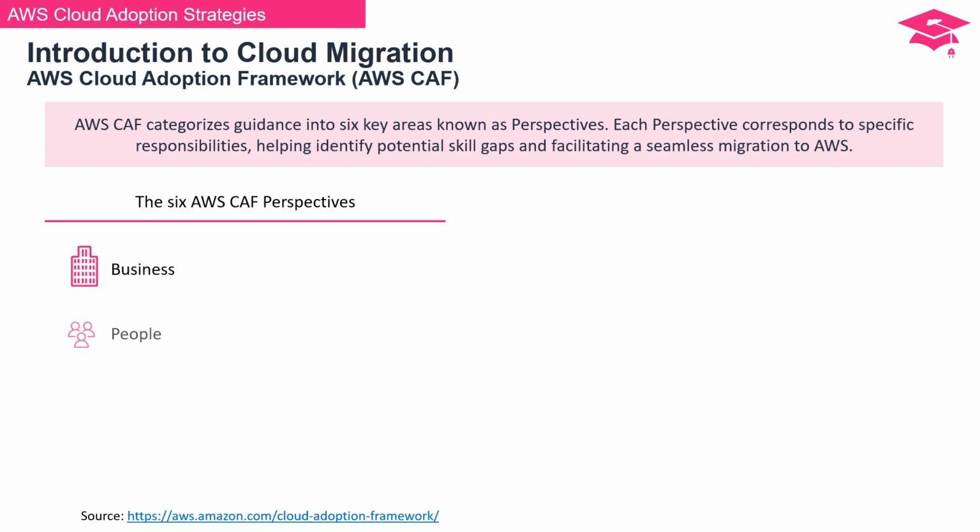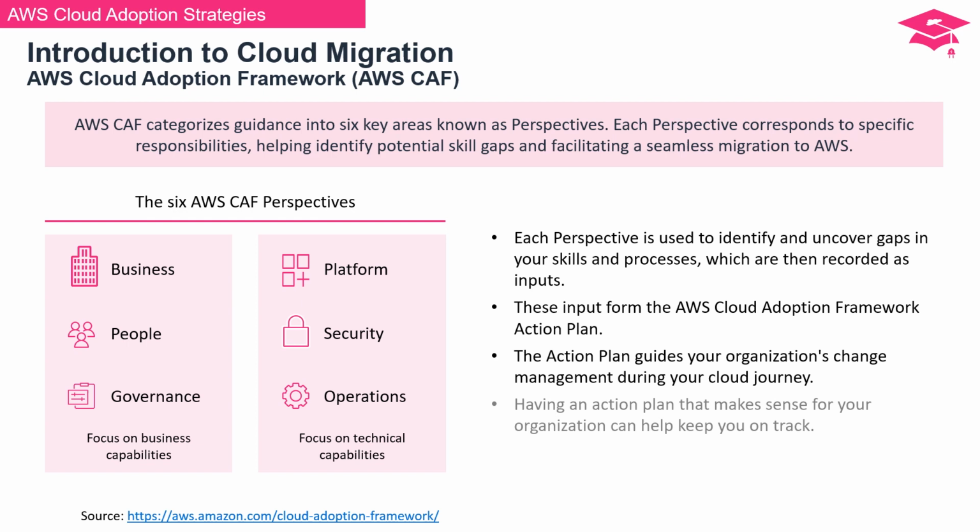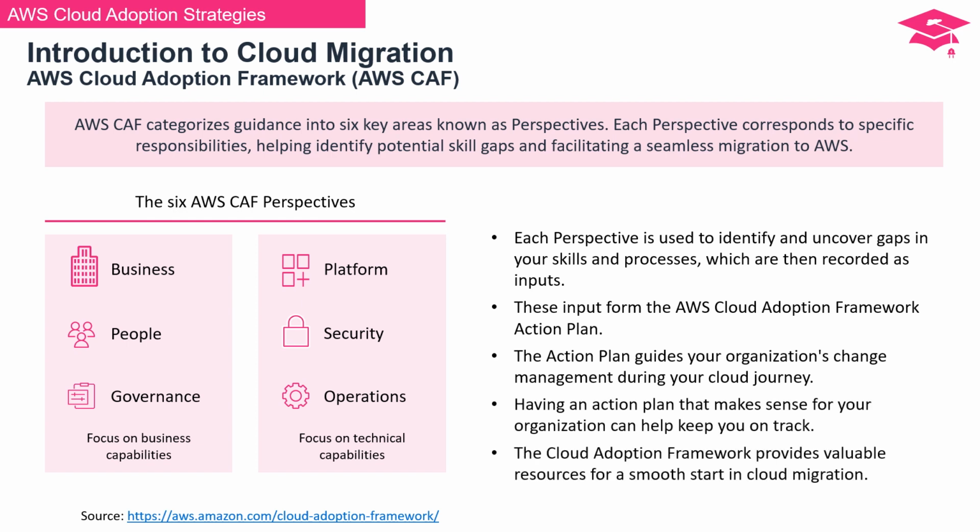Business, people, governance, platform, security, operations. Business, people, and governance emphasize business capabilities, while platform, security, and operations focus on technical capabilities. These perspectives serve as tools to identify and uncover gaps in your skills and processes, acting as valuable inputs for your AWS Cloud Adoption Framework action plan.